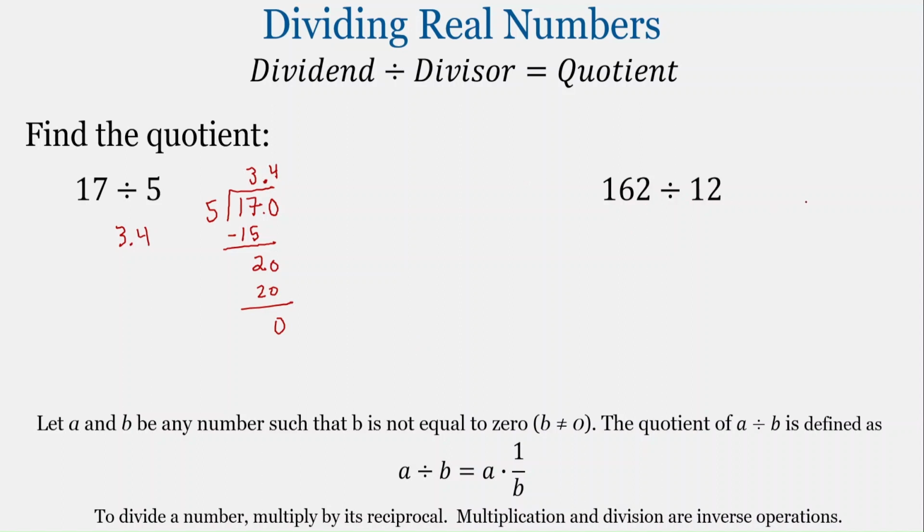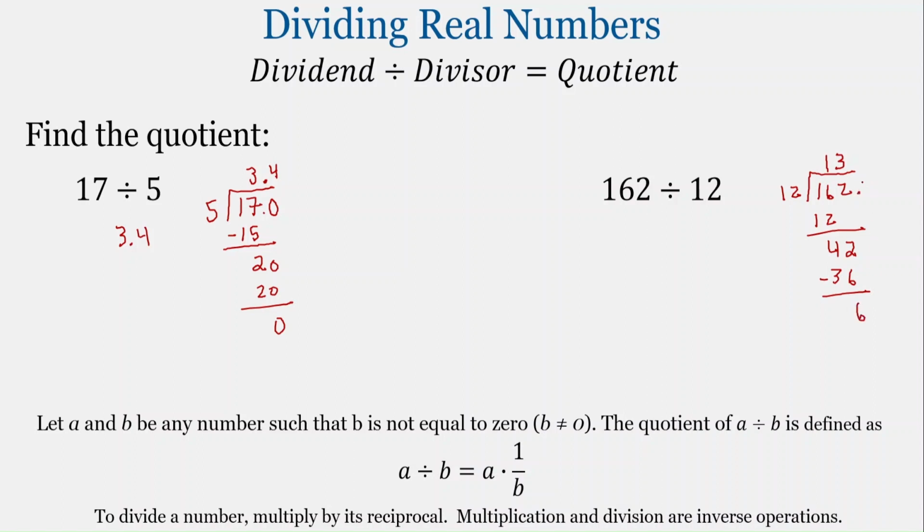Now we have 162 divided by 12. So we have 162 inside the long division bar, 12 on the outside. 12 does not go into 1. 12 does go into 16 one time. 12. 16 minus 12 is 4. Then we'll bring down the 2. Well, we got 12 times 3 is 36. 12 times 4 is 48. So this will be 3. So 36. Remain this subtraction, that's 6.